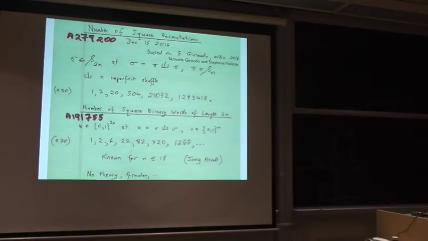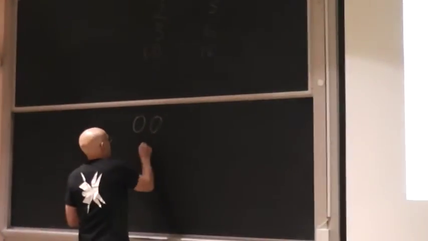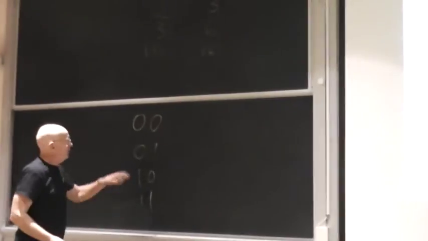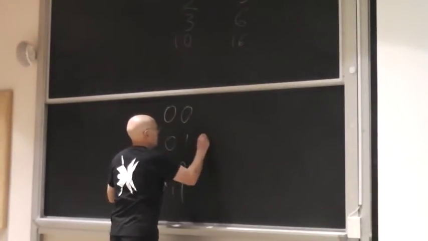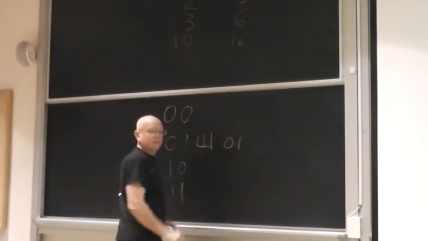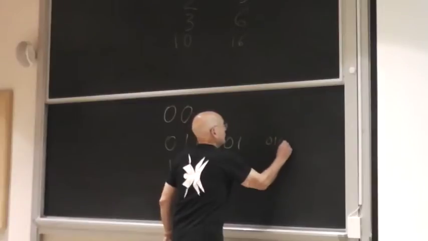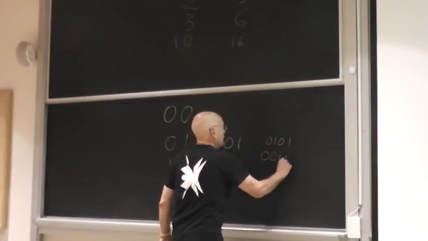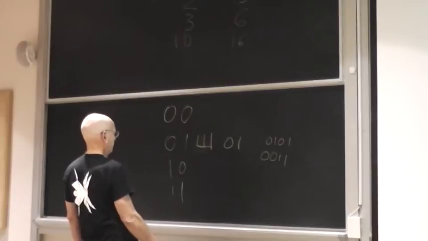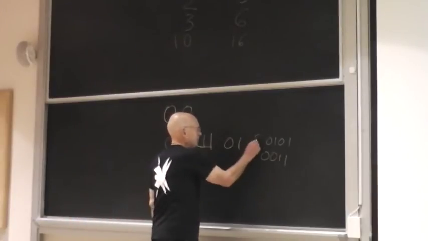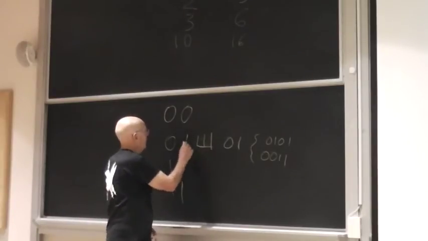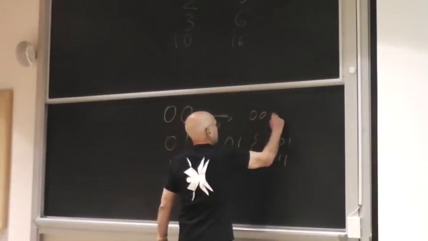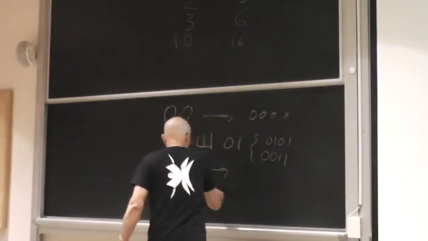So for instance, binary words of length 2, we can have 0, 0, 0, 1, 1, 0, 1. If we take 0, 1 and we want to shuffle it with itself, so 0, 1, 0, 1, shuffled with 0, 1, it could be 0, 1, 0, 1, or it could be 0, 0, 1, 1. And I think that's all it could be, right? So there are two possibilities, depending on how good you are at shuffling. So here there are two, and here there's only one: 0, 0, 0, 0, and here there's the complement, 1, 1, 1, 1.